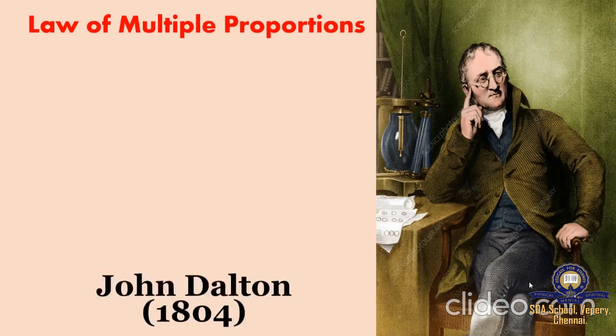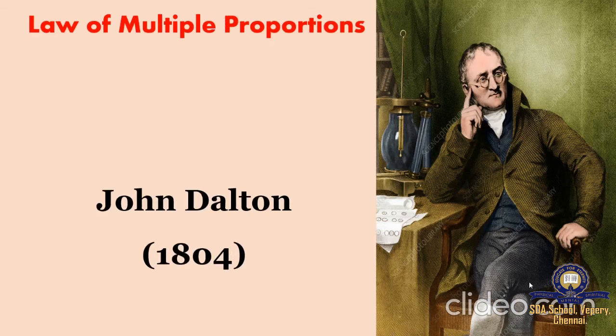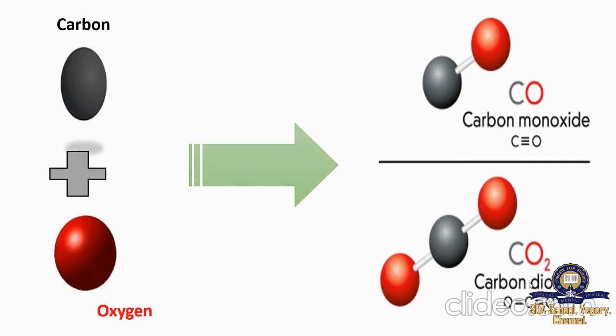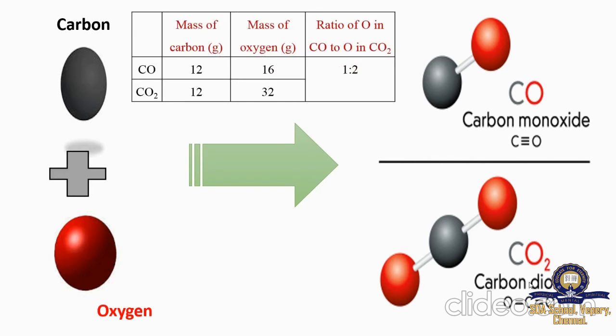So the third law is law of multiple proportions. This law was proposed by John Dalton in 1804. Let us start with an example. So let us take carbon. When the carbon combines with oxygen to form two different oxides, namely carbon monoxide and carbon dioxide, then the ratio of the mass of oxygen in carbon monoxide and carbon dioxide for a fixed mass of carbon is 1:2.